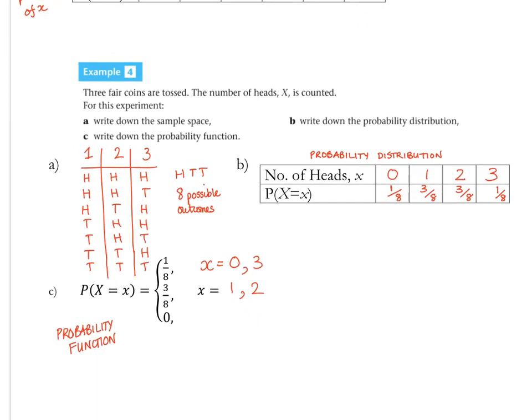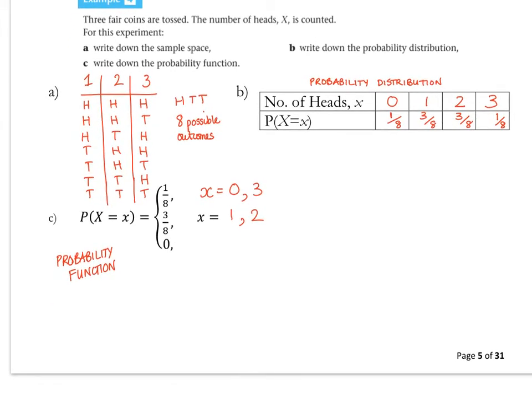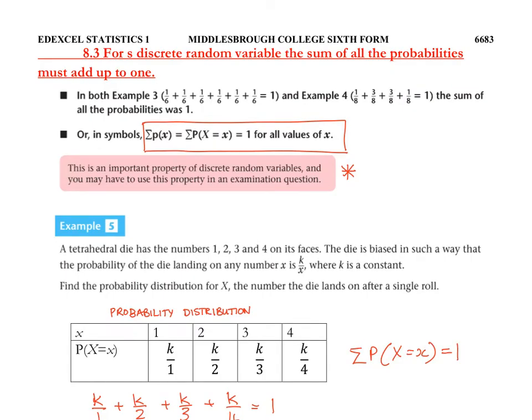We did a sample space, so that was flipping 3 coins. We had a look at that, and then if we look at part C here, part C is a probability function. So it was described in terms of the probabilities and the outcomes, just in a different way. So all 3 represent the same thing. The thing that we did was the sum of all the probabilities added up to 1, so it allowed us to work out values of k. So what we were looking at was this part here, and that part meant the sum of all the probabilities adds up to 1.